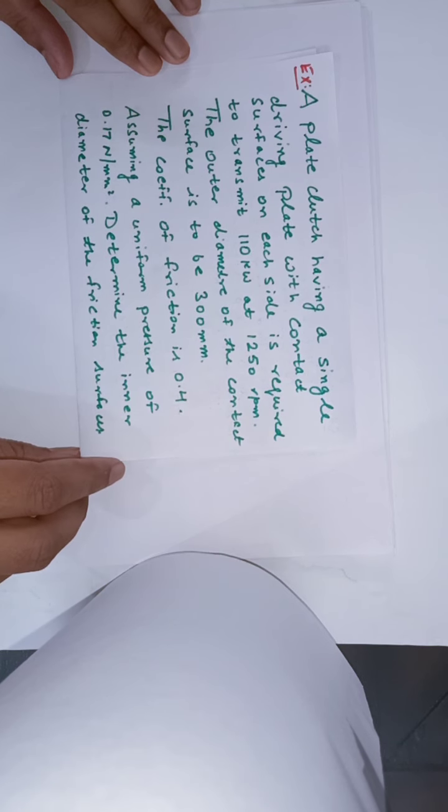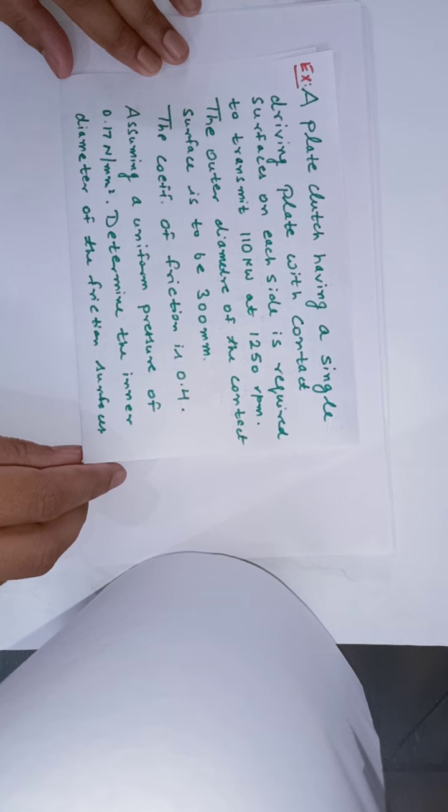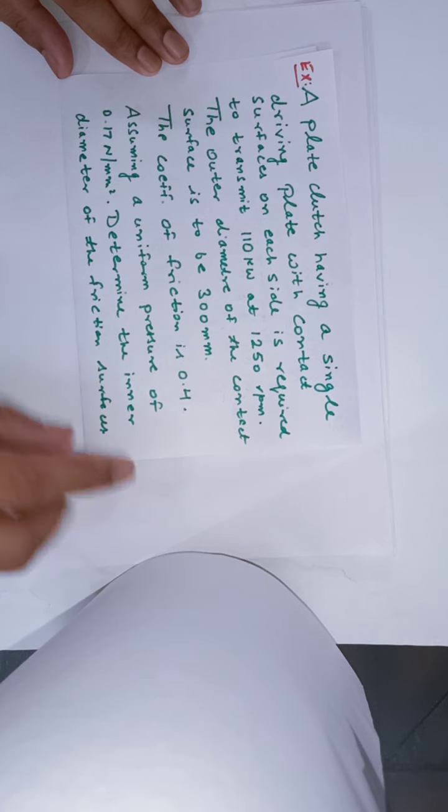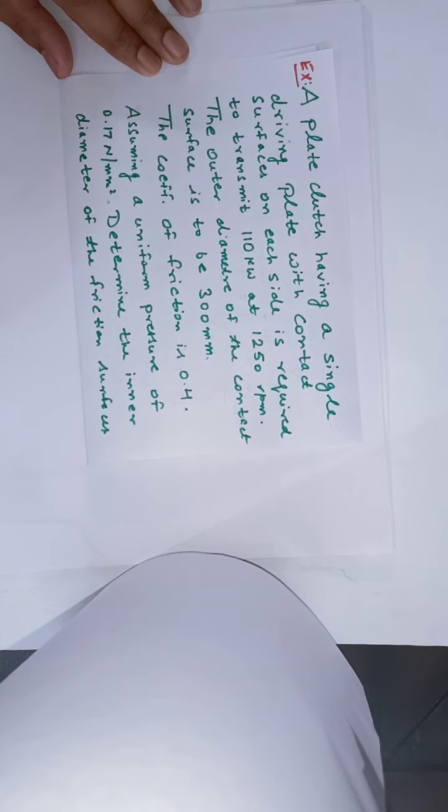A plate clutch having a single driving plate with contact surface on each side is required to transmit power of 110 kilowatt at a speed of 1250 rpm. The outer diameter of the contact surface is to be 300 mm. The coefficient of friction is 0.4. Assuming a uniform pressure of 0.17 Newton per mm square, determine the inner diameter of the friction surface.